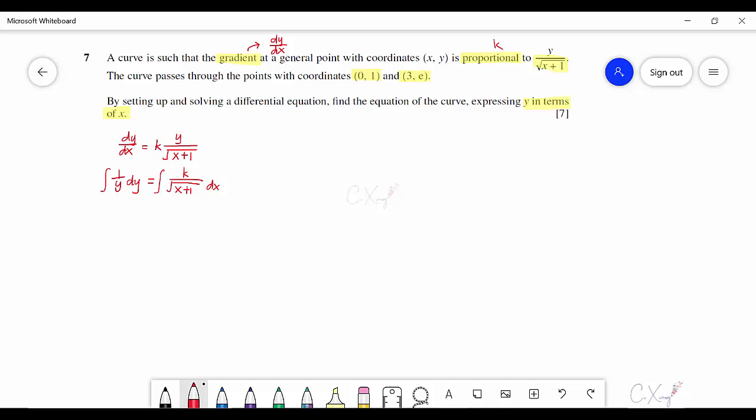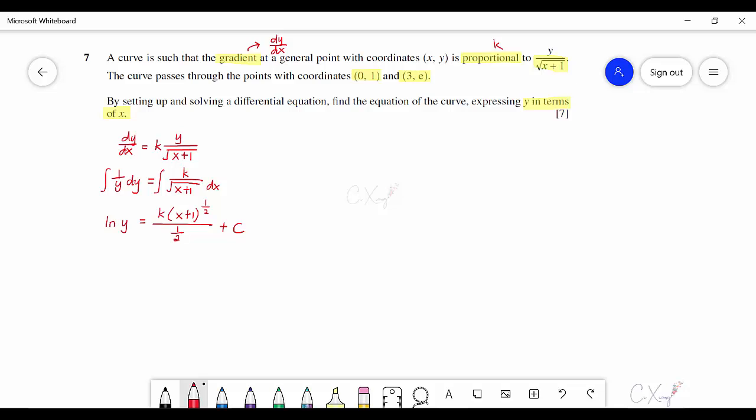So when you integrate 1 over y, you get ln y. It equals, k is a constant, therefore you just copy. And originally you're having power negative half, right? When you have square root x plus 1, it means power half, and it is at the denominator, so negative half. So power plus 1 becomes positive half, divided by the new power, and then plus c. So this is the integration that I can see for now.